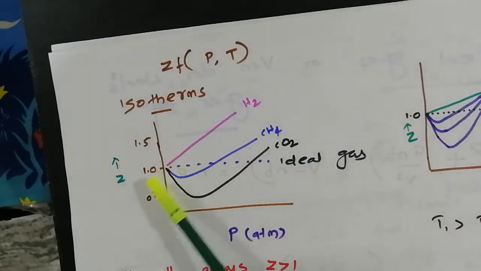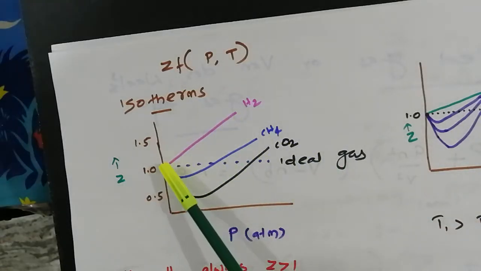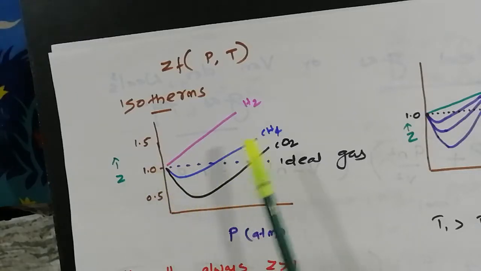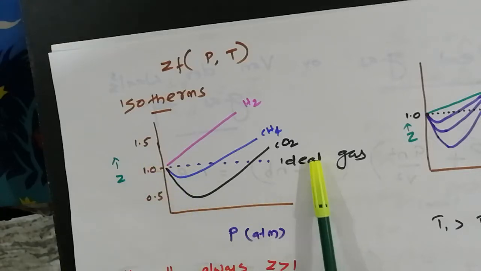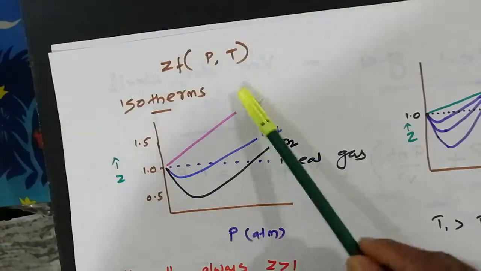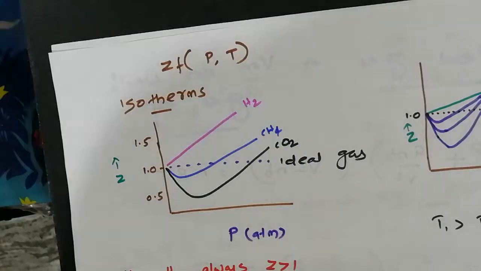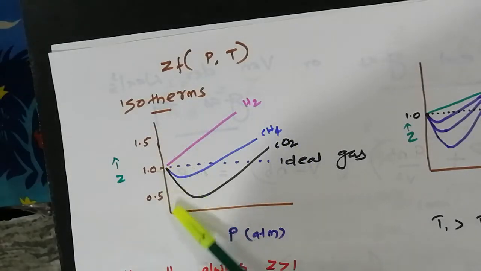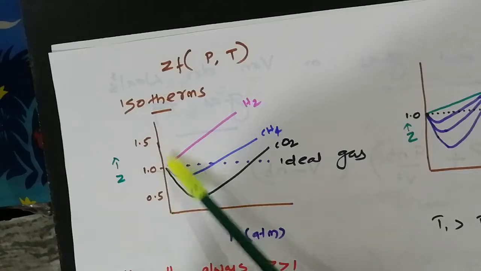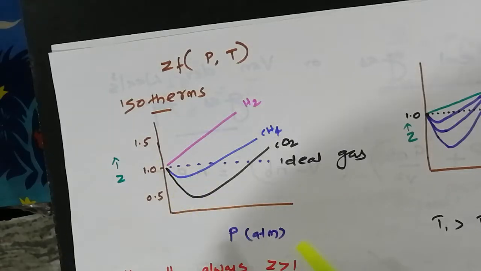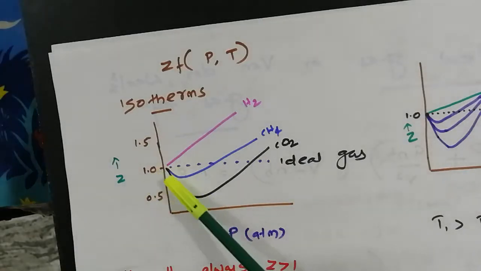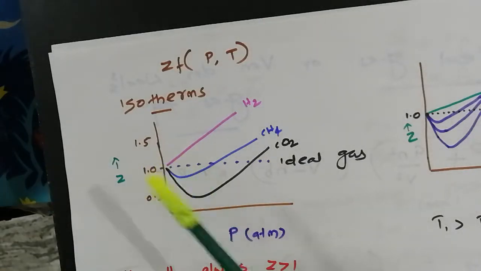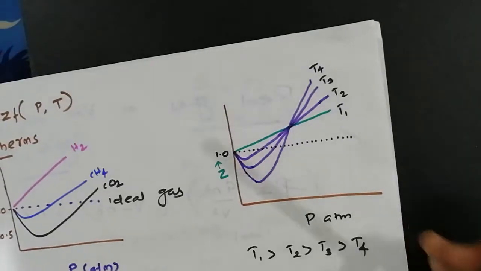Look at the hydrogen. It is always greater than 1 except at very low pressure. In the case of very low pressure, all have Z equal to 1. Z equal to 1 means ideal gas, or it behaves as an ideal gas. Therefore, every gas behaves as an ideal gas at very low pressure or high temperature. Why at a high temperature? At a high temperature, it behaves as ideal behavior. That is shown here.